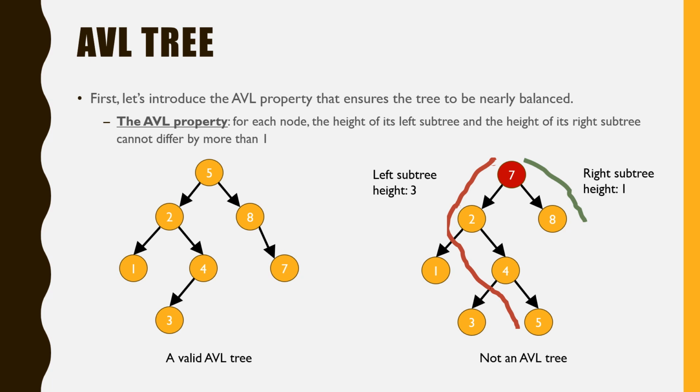To illustrate, the tree shown on the left satisfies the AVL property and is therefore a valid AVL tree. In contrast, the tree shown on the right violates the AVL property. Specifically, for the root node 7, the height of its left subtree, represented by the red path, is 3, while the height of its right subtree, represented by the green path, is 1. The difference in height is 2, which breaks the AVL property. As a result, the tree shown on the right is not a valid AVL tree.